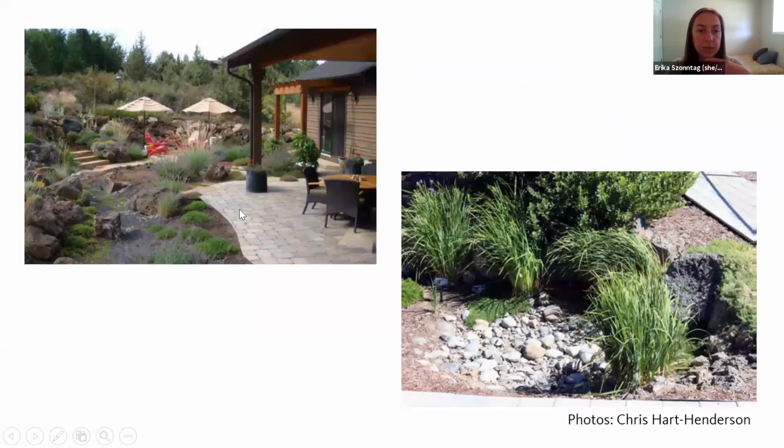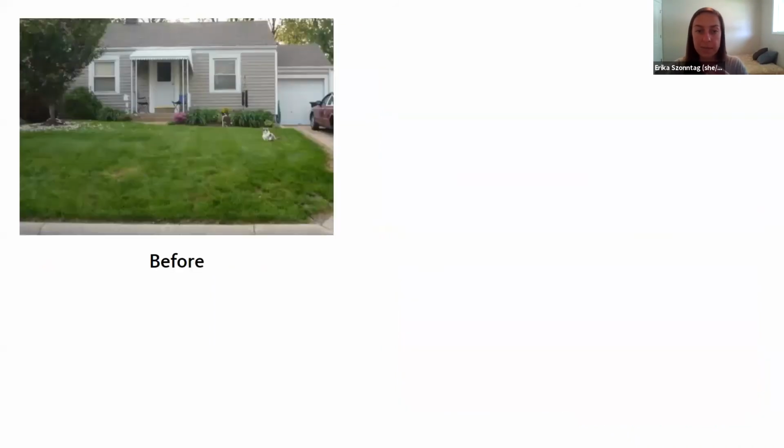And then you can always do pervious pavers too, which is a really great waterwise feature to add. So using pavers, for example, in pathways instead of concrete will increase the surface area in your yard where water can get back into the ground. So that's something fun to look into.